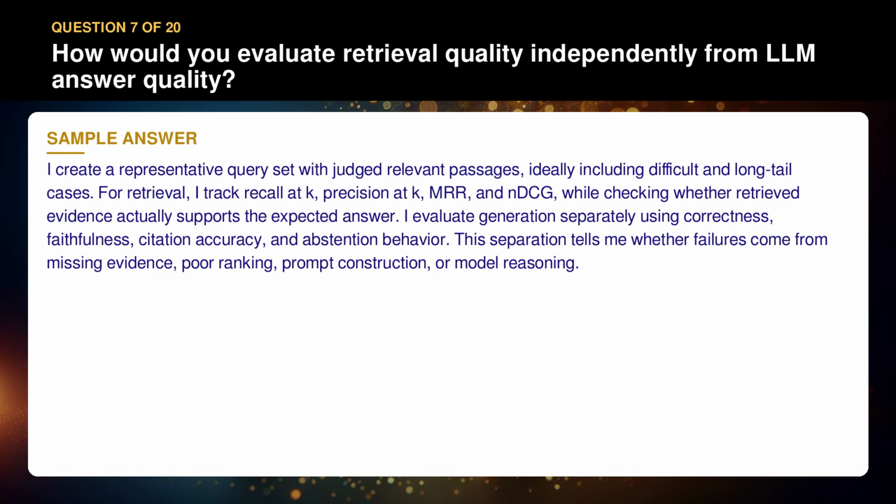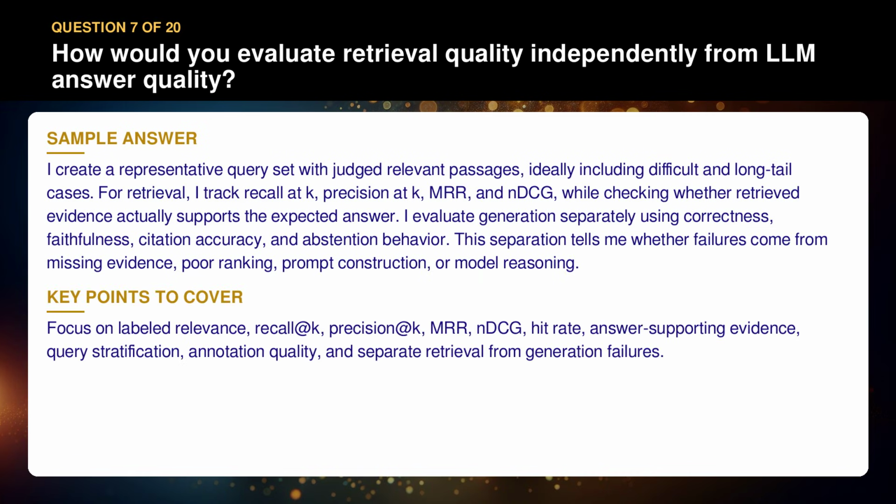I evaluate generation separately using correctness, faithfulness, citation accuracy, and abstention behavior. This separation tells me whether failures come from missing evidence, poor ranking, prompt construction, or model reasoning. Focus on labeled relevance, recall at K, precision at K, MRR, NDCG, hit rate, answer supporting evidence, query stratification, annotation quality, and separate retrieval from generation failures.